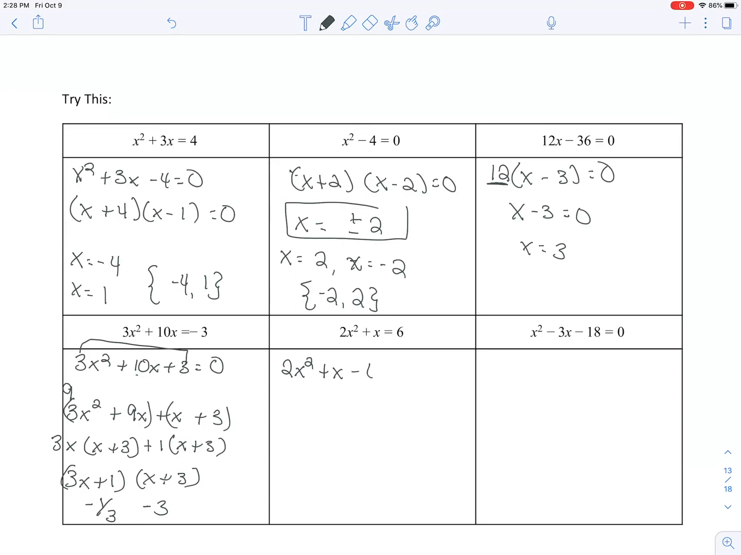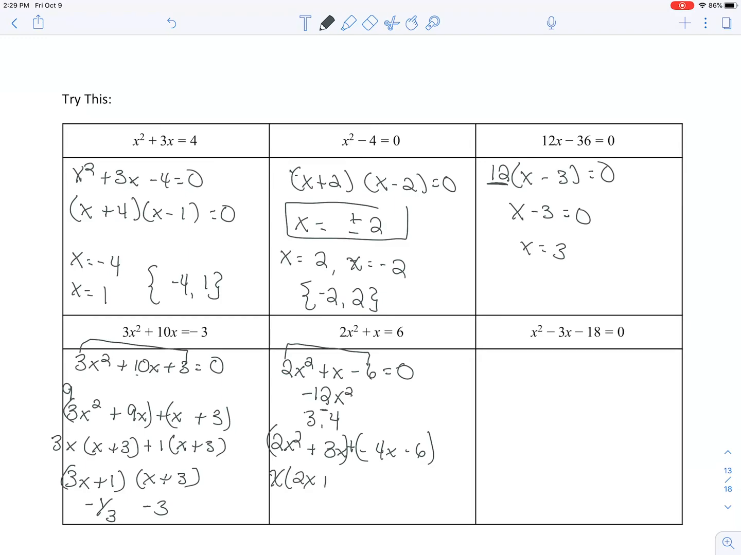Again, for this one, I have to move 6 over. And then when I factor that, no, what am I doing? I don't know what I'm doing. I multiply a times c, I get negative 12x squared. So what can I multiply to get negative 12 and add to get 1? 3 and 4 again, and 4 is negative. So this is 2x squared plus 3x minus 4x minus 6.